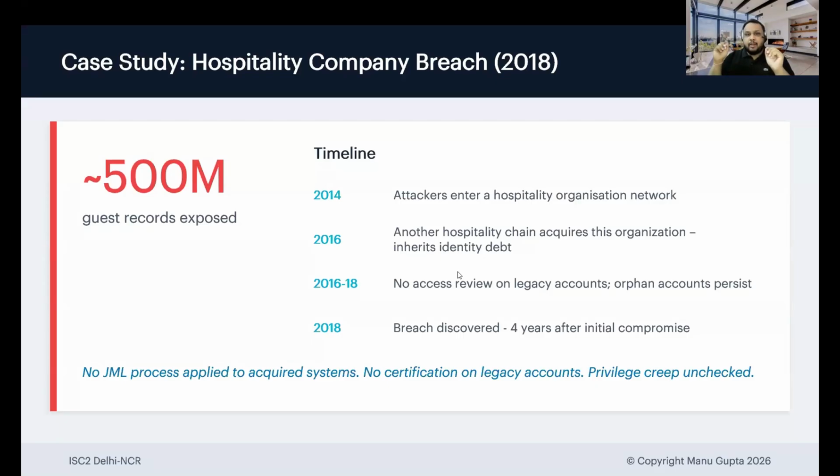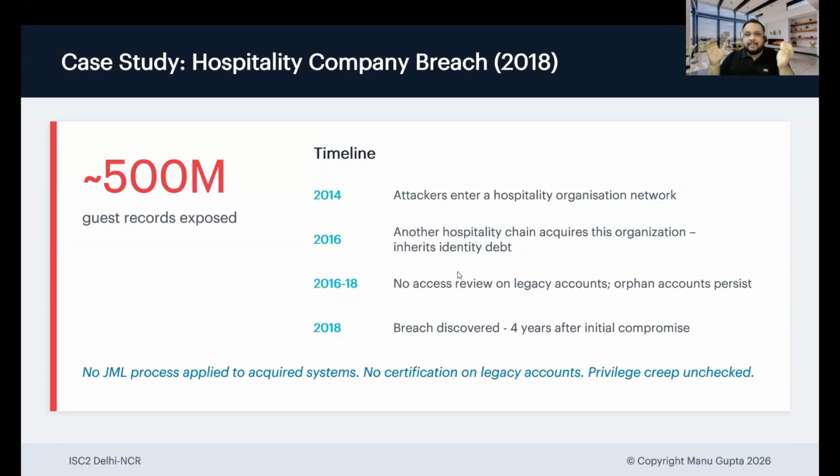There were orphaned accounts, unreviewed access rights. There was no continuous monitoring of who is accessing what. And when company B's systems were inherited by company A, they eventually inherited that debt as well, that identity debt. There were no proper joiner mover processes for the acquired systems. No access certification happened on the legacy accounts, and privilege creep was there, right?